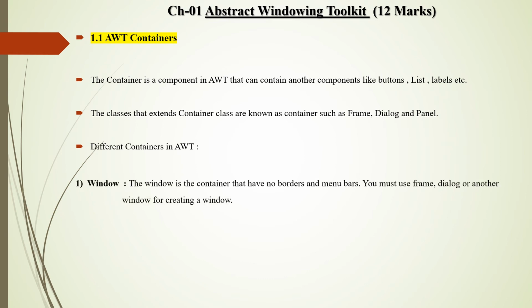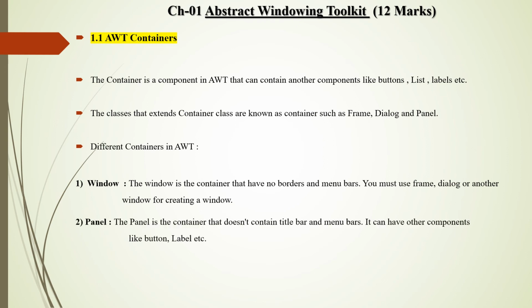The other containers, first is Window. The Window is the container that has no border and menu bar. You must use Frame, Dialog, or another window for creating a window. So the main point of the Window container is that it does not have borders and menu bars.